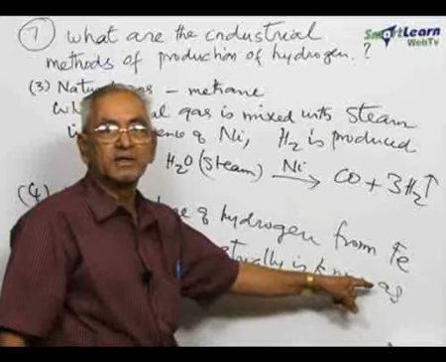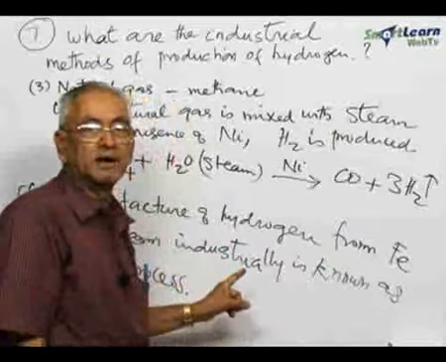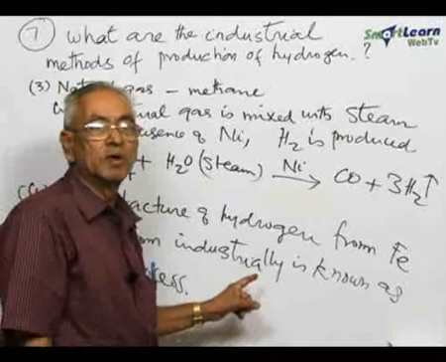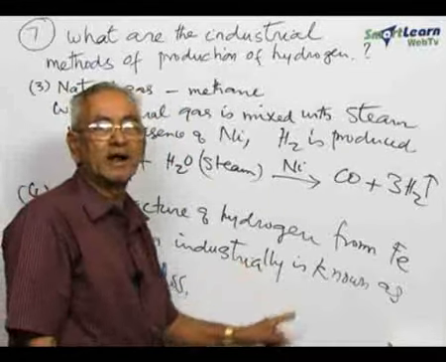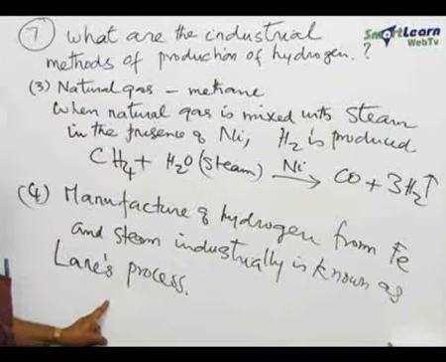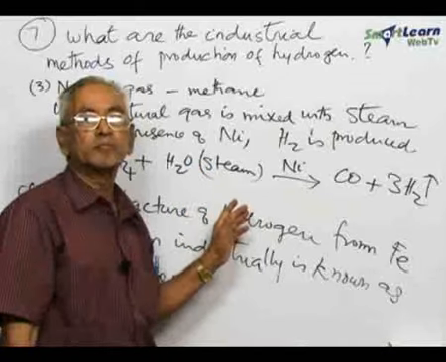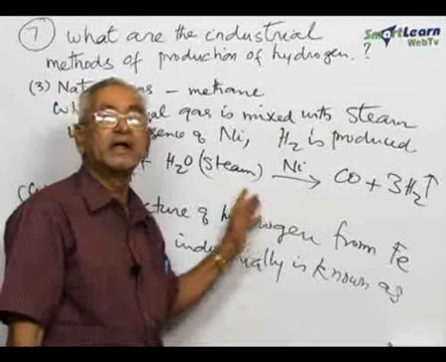Then of course, another industrial method of preparation of hydrogen is from iron and steam. Red hot iron and superheated steam will form iron oxide, liberating hydrogen. That process is referred to as the Lane process. So these are the few important methods of manufacturing hydrogen on the industrial scale.